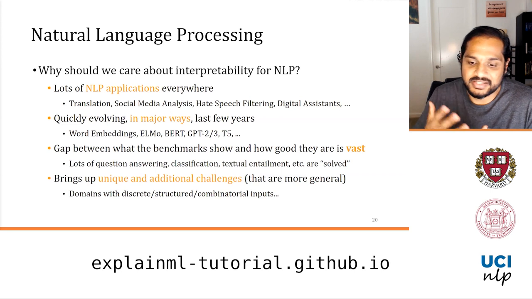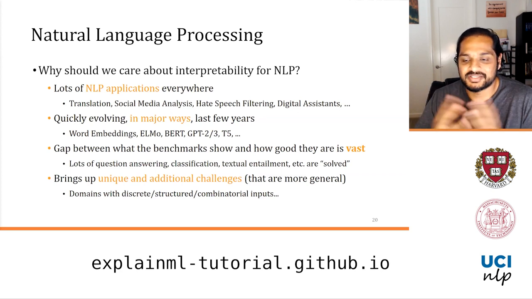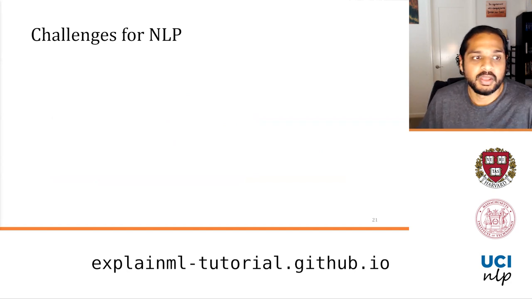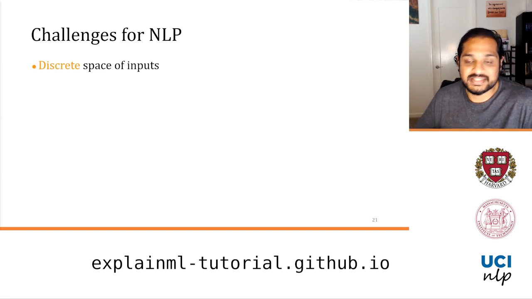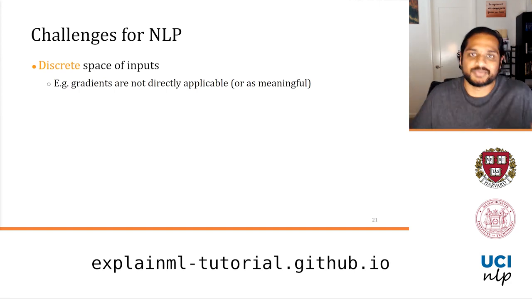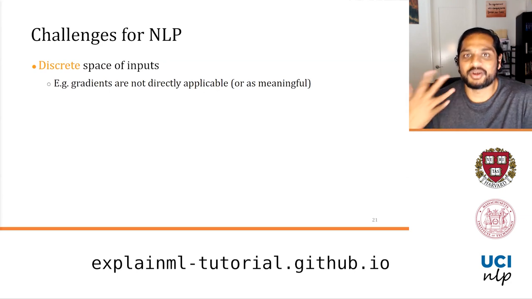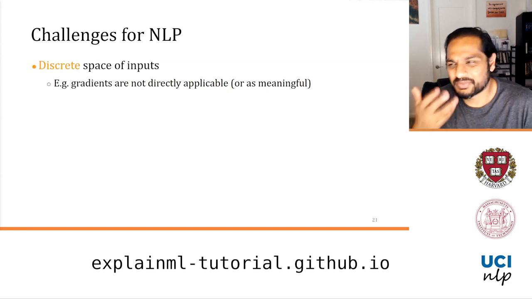So some of these challenges also go beyond natural language. Any domain that has discrete or structured inputs can benefit from a lot of advances in interpretability for NLP. So what are these challenges that I spoke about? Well, the first and the most important challenge that makes it quite different from computer vision, at least, is that your space of inputs is discrete, which means when you say things like gradients with respect to the input, it's not directly applicable or not as meaningful as it is in computer vision. You can talk about changing the pixels a little bit, but it's not clear what that means when you're talking about text. What does it mean to change the word a little bit? You can change the embedding, but what does it really mean?